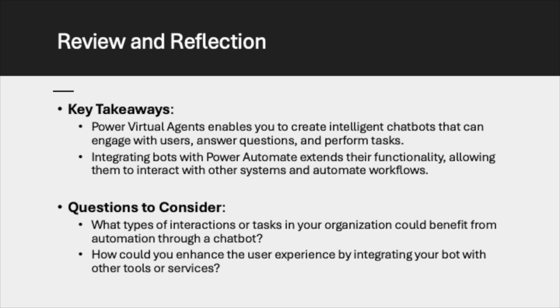Questions to consider: what type of interactions or tasks in your organization could benefit from automation through a chatbot? How could you enhance the user experience by integrating your bot with other tools or services?